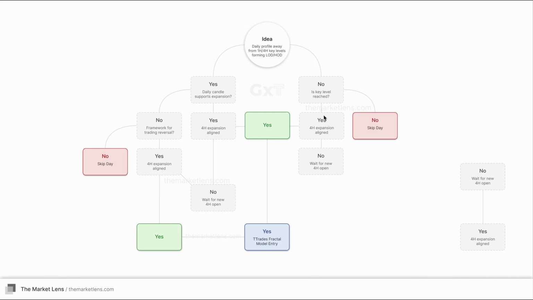So let's say a key level has been hit. We're simply going to ask ourselves, does the current 4 hour candle that we're trading within support expansion? If no, we're going to wait for the open. Okay, we wait for the open. We come back to here. Is there a valid fractal model to trade away from, aligned with the 4 hour expansion candle? If yes, then we can look for entries.